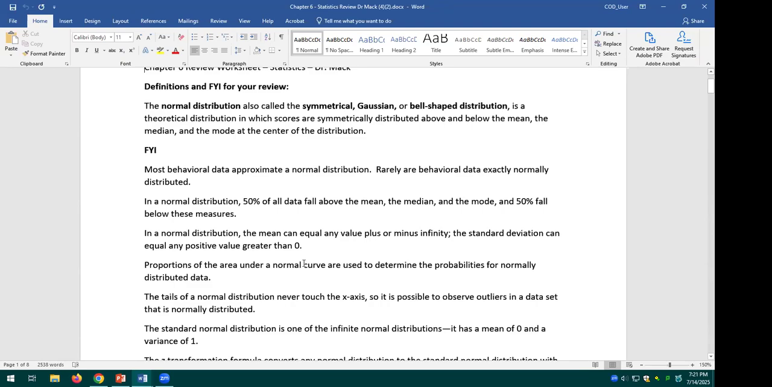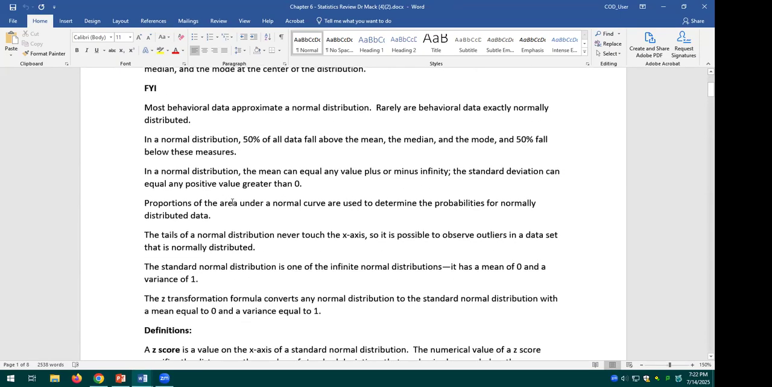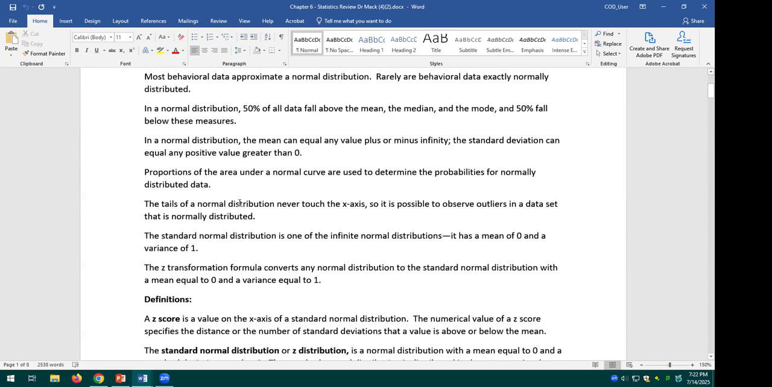Definitions, FYI for your review. The normal distribution, also called the symmetrical or Gaussian or bell-shaped distribution, is a theoretical distribution in which scores are symmetrically distributed above and below the mean, the median, and the mode at the center of the distribution. FYI, most behavioral data approximate a normal distribution. Rarely are behavioral data exactly normally distributed. So again, that's just all bell curve. In a normal distribution, 50% of the data fall above the mean, the median, and the mode, and 50% fall below these measures. That makes it a bell curve.